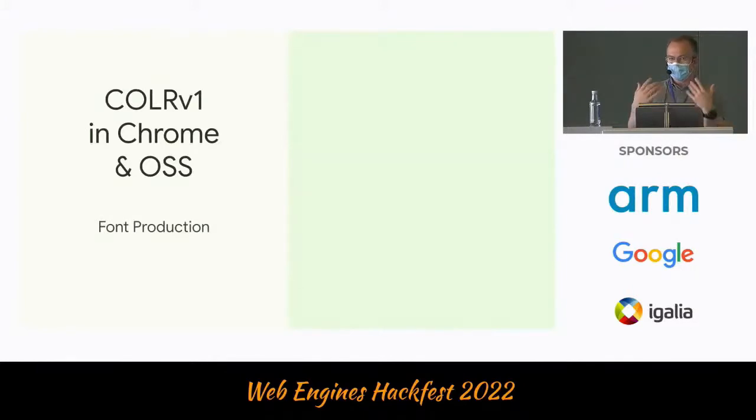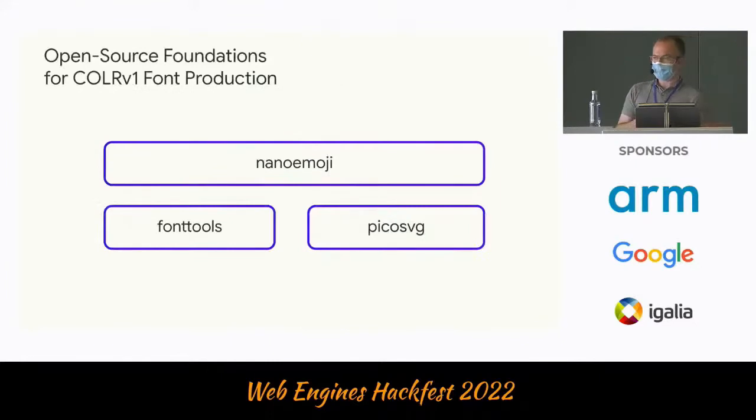But of course, when you introduce a new font format, it's a bit of a chicken and egg problem. Like, what do you test with? You can try to implement it just against the specification, but you want a test font to work with and actually bring something on the screen. So we needed the tools to create these fonts at the same time. So we have a similar open source stack for making these COLRv1 fonts. And that consists of Nano Emoji, Font Tools, and Pico SVG. I'm going to go into details of what these actually are.